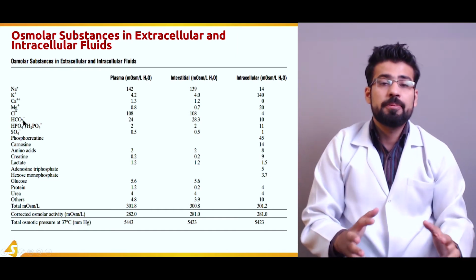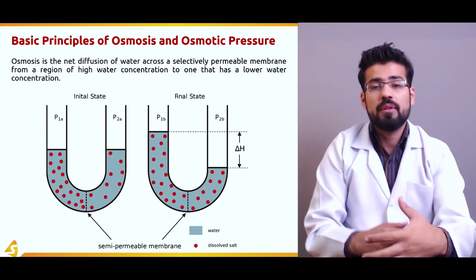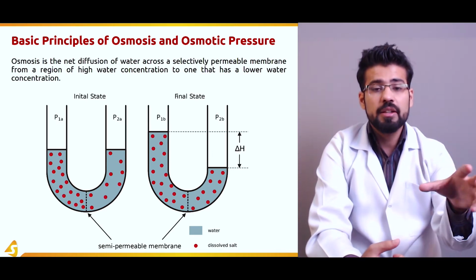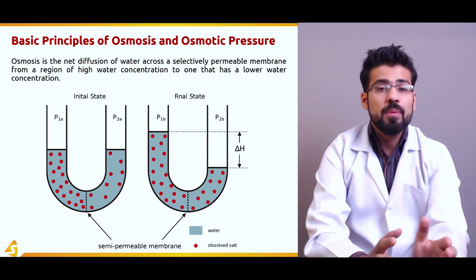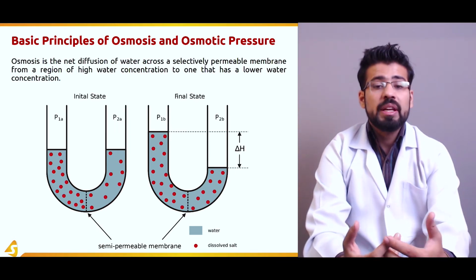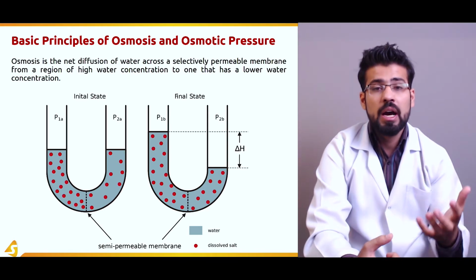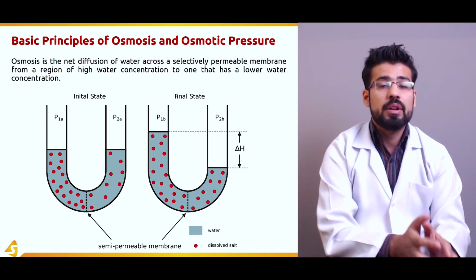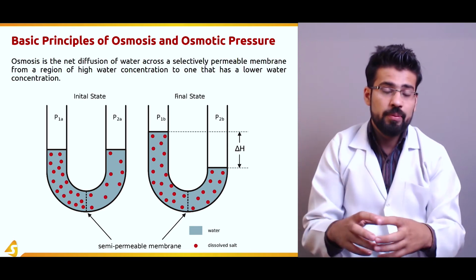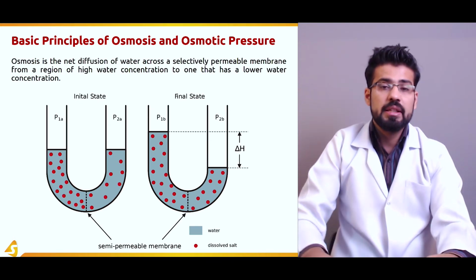So moving on to the basic principles of osmosis and osmotic pressure. Let's start off with the definition of osmosis. So what do you think osmosis is? Osmosis is basically the net diffusion of water. So in osmosis, the water will be moving. And in which particular direction will water be moving? The water will be moving from a region of low solute concentration to a region of high solute concentration, through the selectively permeable membrane. We are going to discuss this in detail in the coming slide.